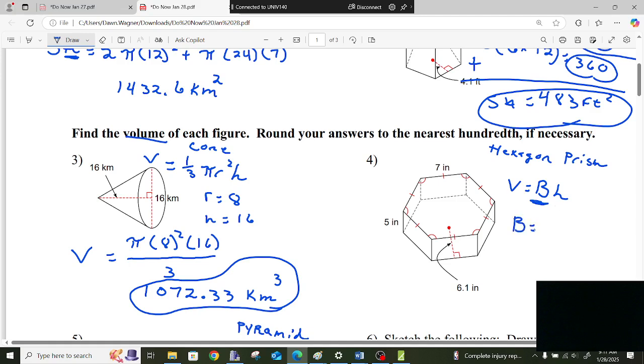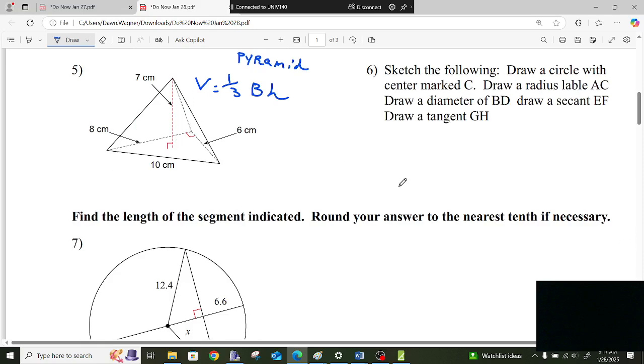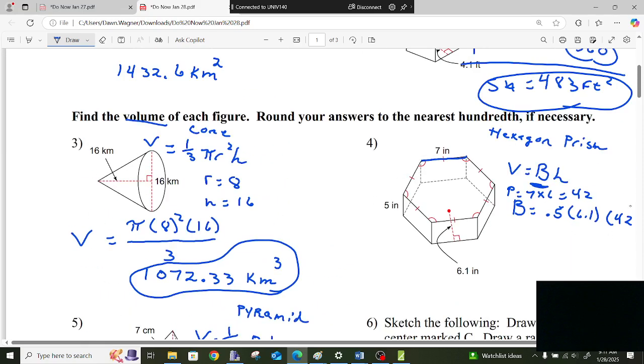So capital B is going to be that 0.5 times apothem. What's the apothem? 6.1. To get the perimeter of this, you would take 7 times 6 because the length is 7. And how many of these do I have? 6. So what's 7 times 6? 42. So this would be 42, right? So what is that answer? What's 0.5 times 6.1 times 42?